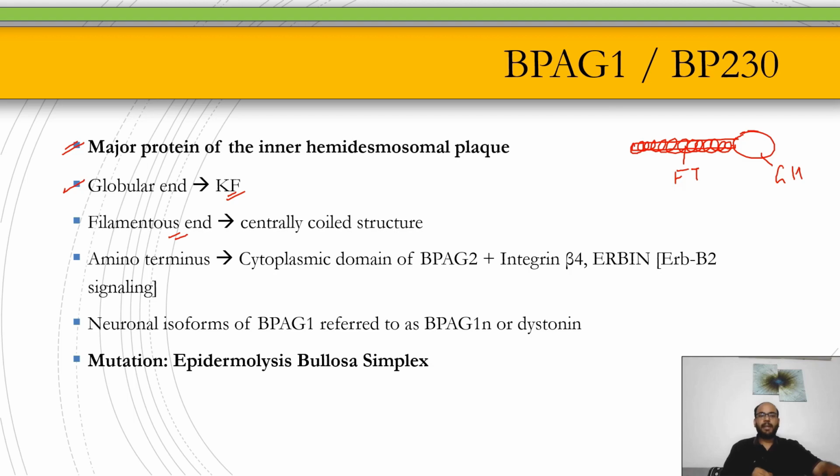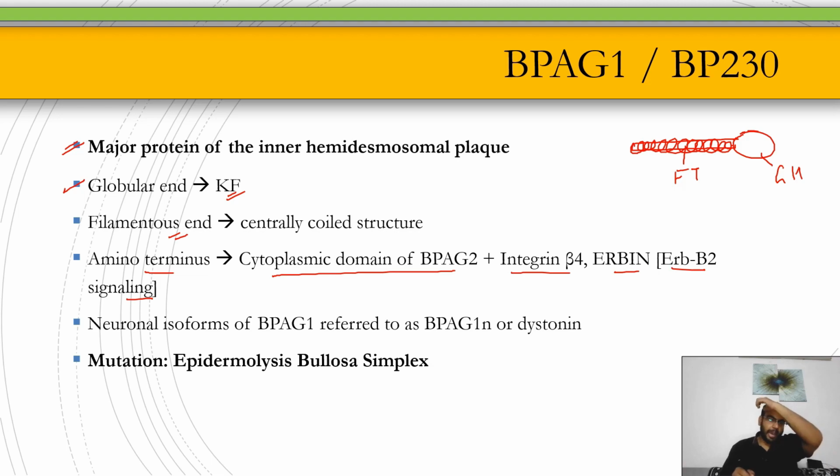The amino terminus, that means the farther end of BPAG1, binds to the cytoplasmic domain of BPAG2 and integrin B4 and erbin. Erbin is required for ERBB2 signal. You just have to know this. You need not remember erbin.